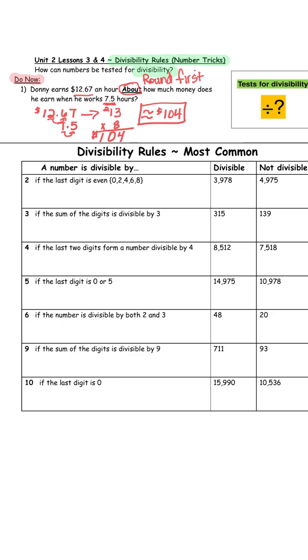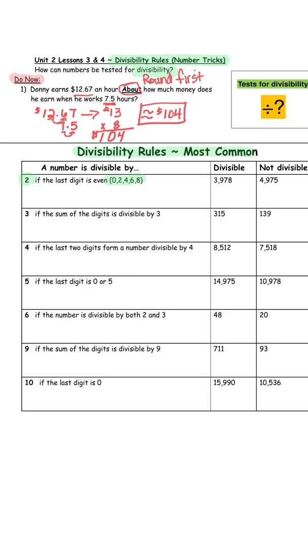So let's check out this thing called divisibility rules. Boys and girls, these are the most common divisibility rules. There are divisibility rules for almost all numbers. They get a little more involved, but we're going to focus on the most common. The first one we're going to look at is going to be the number 2. A number is divisible by 2 if the last digit, the last number, is even, so that it ends in a 0, 2, 4, 6, or 8.